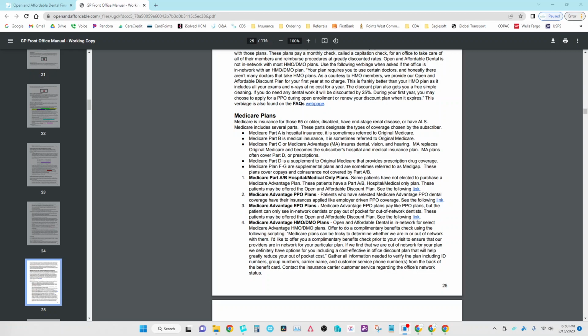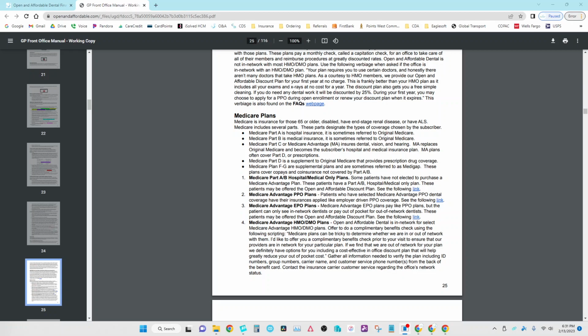Okay. Medicare Advantage EPO plans are similar to PPO plans, but they can only be seen by certain dentists, so there's a little bit more restrictions, and sometimes the payouts are a little bit different. So we are in network for the PPO plans. A lot of the EPO plans we aren't as much in network, so we will offer those patients the open and affordable discount plan, essentially like anyone else who comes in and doesn't have coverage.